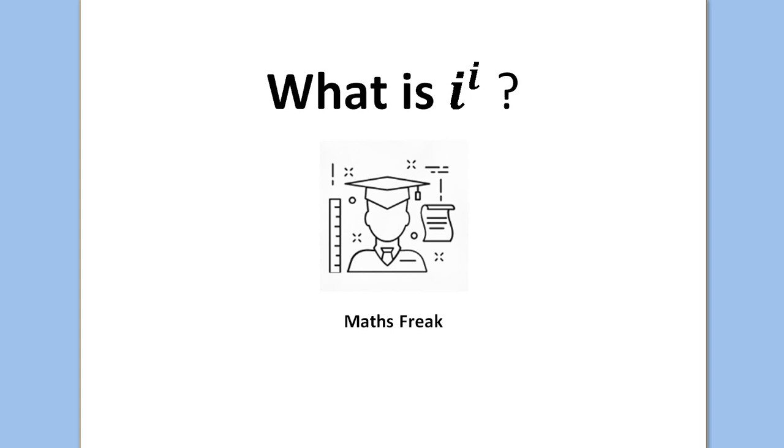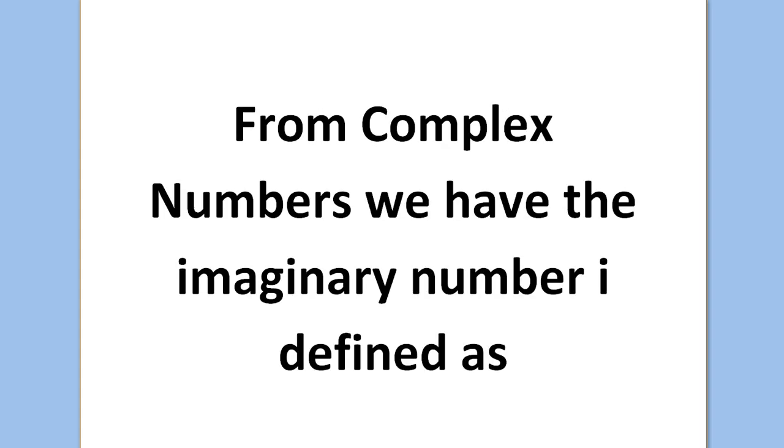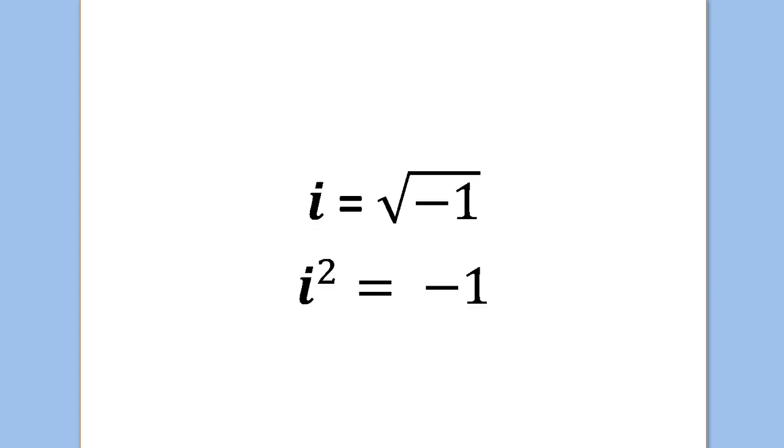Today we're going to talk about i to the i. i is a complex number. It's an imaginary number. A complex number is made up of an imaginary number and a real number. And i is the imaginary number, which is defined as i equals the square root of minus 1. So i squared equals minus 1. Now you'll notice here, even though i is imaginary, if we square it, we get a real number, minus 1.